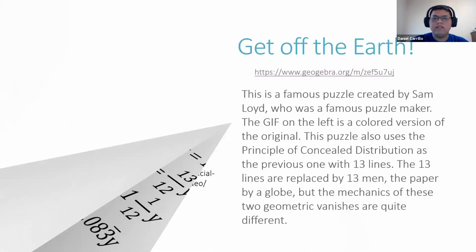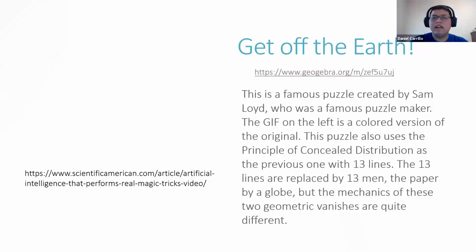Right, so next we got a puzzle called Get Off the Earth. This is a famous puzzle created by Sam Loyd, who was a famous puzzle maker. And this puzzle is really similar to the one with the 13 lines, where we're basically replacing the 13 lines with 13 men, and we're also replacing the piece of paper with a globe.